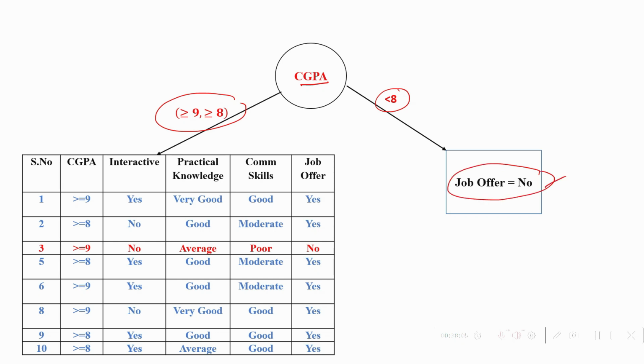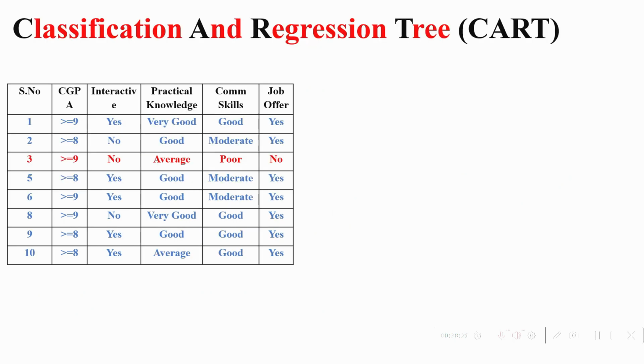So there is no further splitting here. But whereas here, if you go for the left subtree, some elements belong to the yes class and some elements belong to the no class. Now once again we are going to apply the same process to further split the data into two parts. Out of all the remaining elements, except where CGPA is less than 8, all become the new data set. Now we repeat the same process for further splitting.